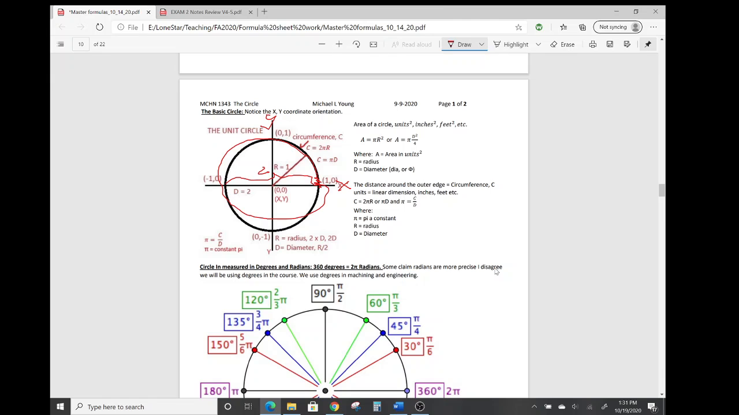Where A is the area in units squared, whatever those units are. Could be meters, could be millimeters. R is the radius in the same units, meters, feet, inches. Diameter in the same units, meters, feet, inches, millimeters, whatever. Have to be the same units. The distance around the outer edge is the circumference in whatever unit you're in. Linear dimension, inches, feet, etc., millimeters, whatever. Okay, I think you get this.